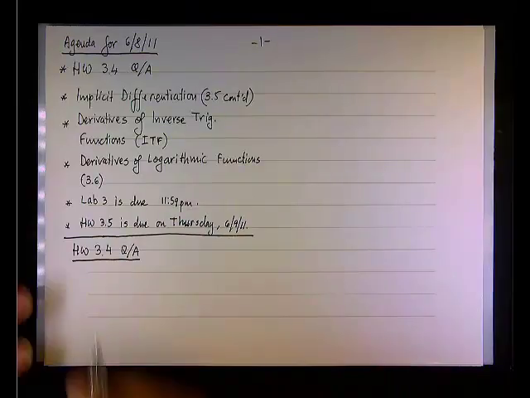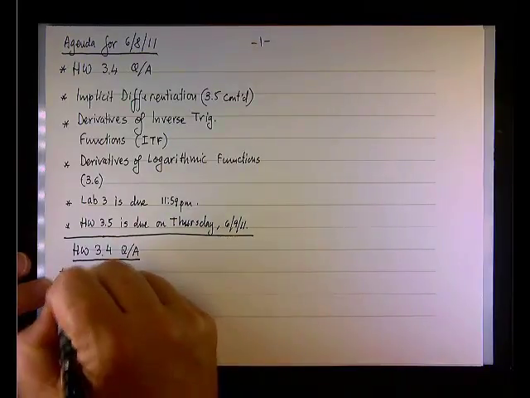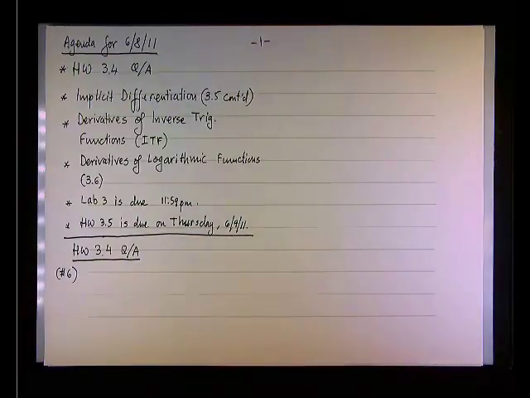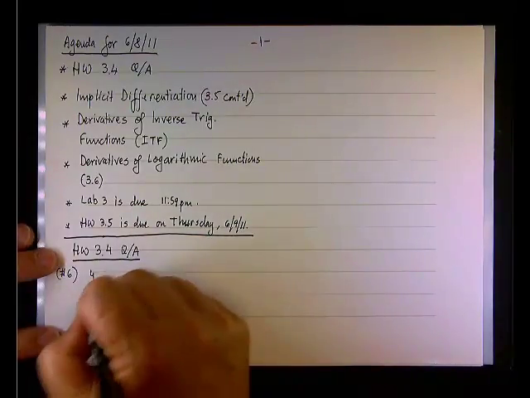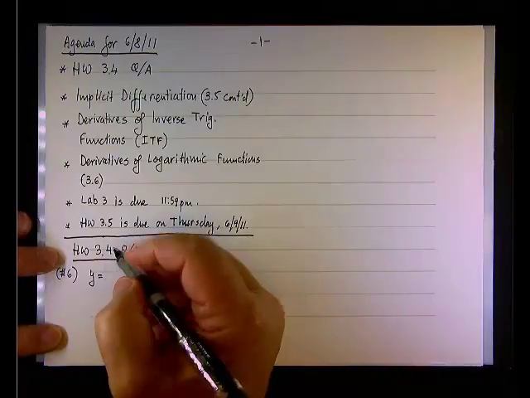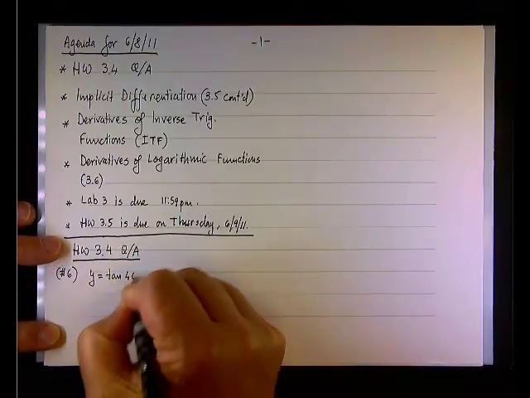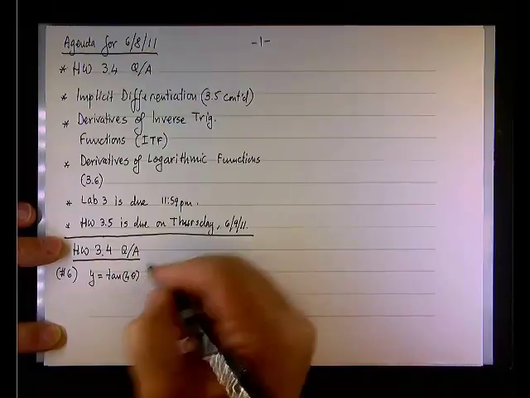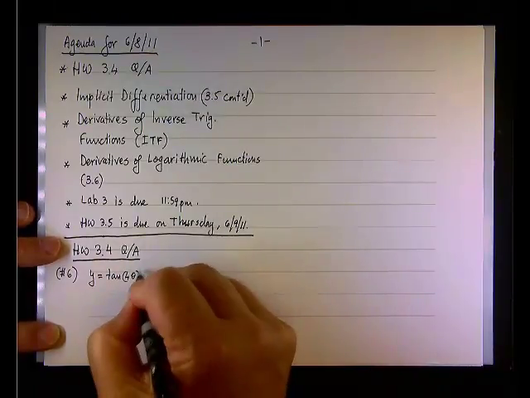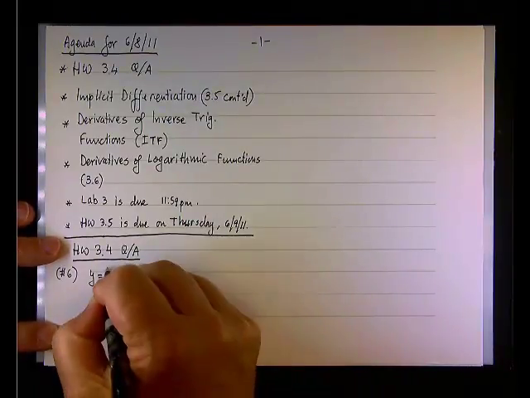So problem number 6. We want to find the derivative of the function y equals tangent 4 theta squared. So the way it's written like so.